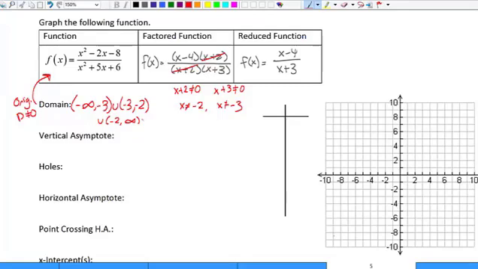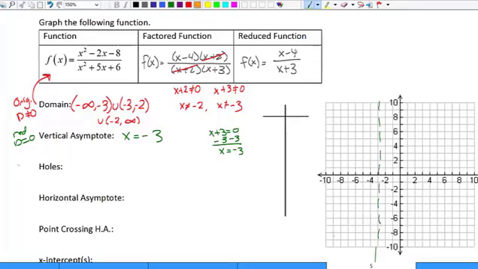Now, the vertical asymptote is where we take the reduced denominator and set it equal to 0. The reduced denominator is just the x plus 3. I set it equal to 0 and I get negative 3. So my asymptote is x equals negative 3, and I can go ahead and put that on my picture.